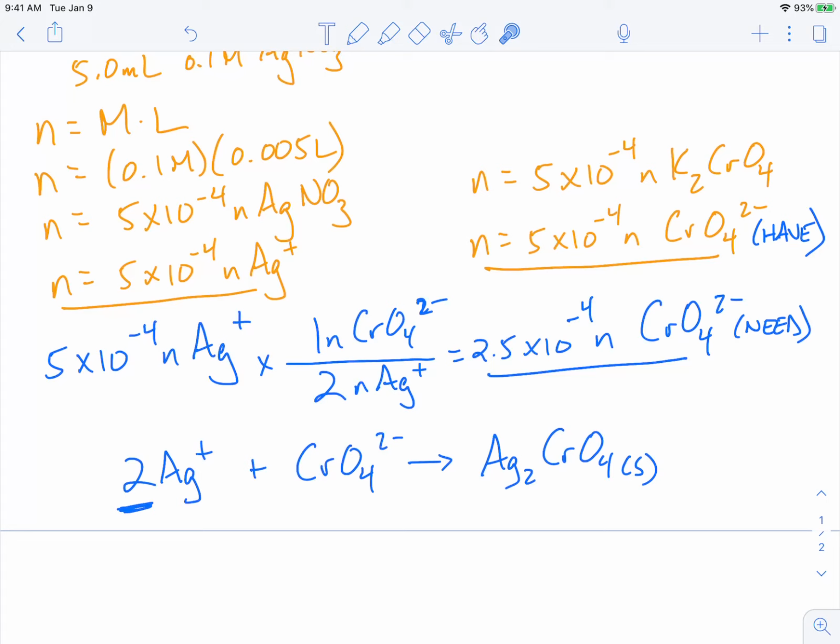The next step after this that you might be asked to do and think about is what would be the concentration of our ions that we have left in solution after the original reaction occurred. And that's a story for another lesson.